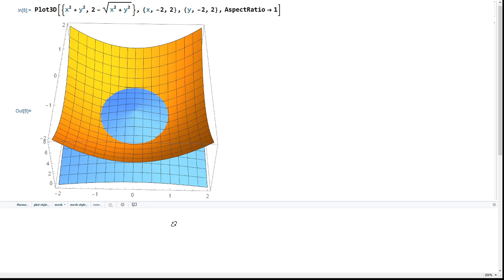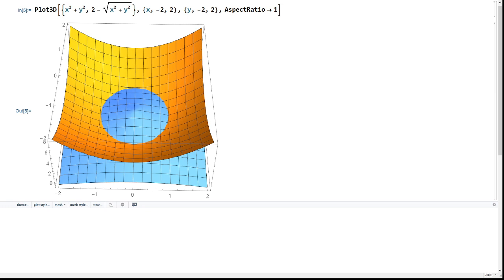So the volume here is going to be a double integral over R. Now again, when we're doing the volume of this, we want to integrate the top function minus the bottom function.